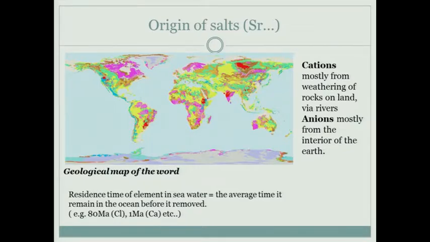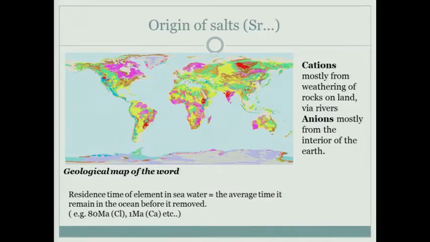The anions come mostly from the interior of the Earth, meaning from the mid-ocean ridge, and I will show how. So the residence time of each of the cations and anions in the oceans is determined, and the residence time is in fact how much time the element spends in the ocean water before it is removed. For example, chlorine has a residence time of about 80 million years, which is a long, long period, compared to calcium, and I keep repeating about the calcium, which has a residence time of about 1 million years.